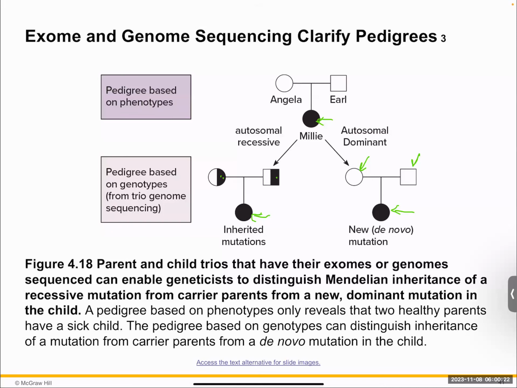The only way that you can figure out which of these two scenarios you're dealing with is by sequencing the genetic information and seeing if the mutation was present in the parents, in which case it would be the first scenario. And if the mutation is absent in the parents, then this was a brand new mutation that affected the child.